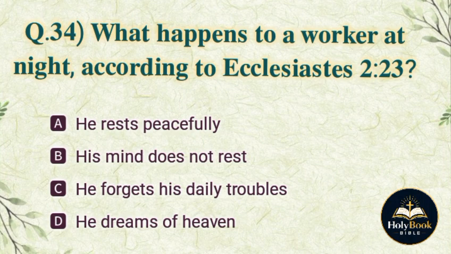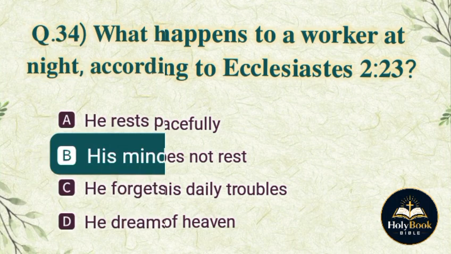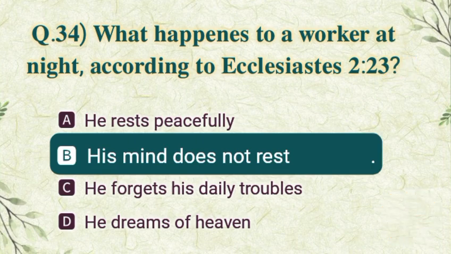Question. What happens to the worker at night, according to Ecclesiastes chapter 2, verse 23? Options. A. He rests peacefully. B. His mind does not rest. C. He forgets his daily troubles. D. He dreams of heaven. The correct answer is option B. His mind does not rest.